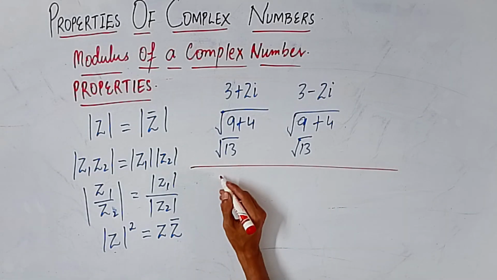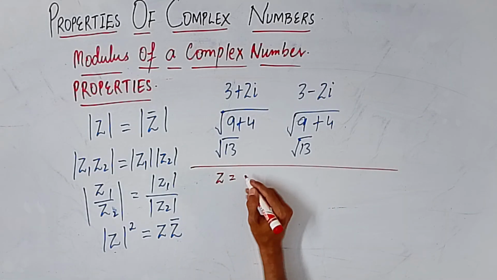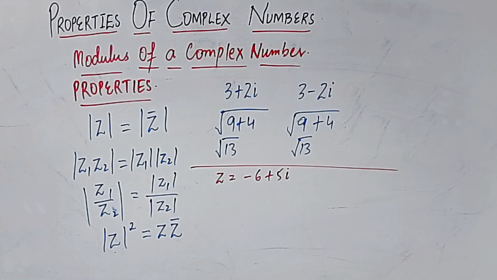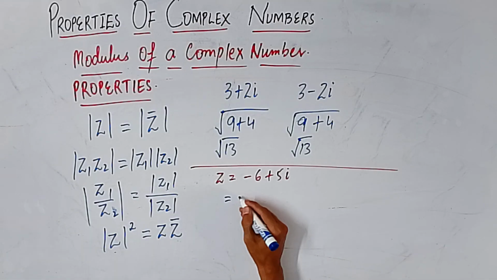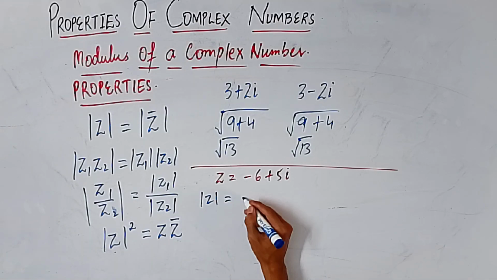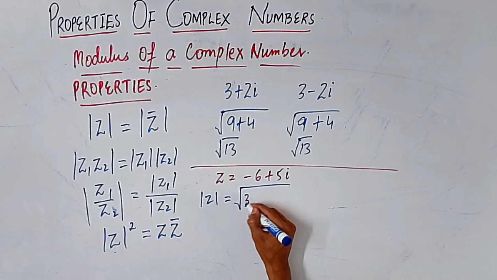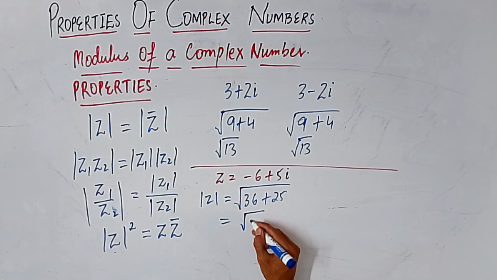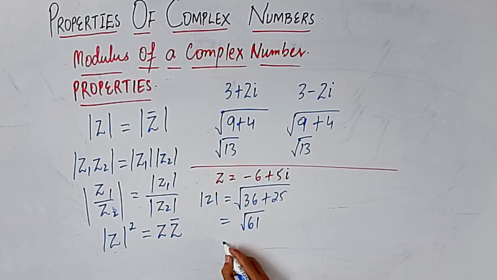We have a complex number, let's say minus 6 plus 5 iota. So let's find the modulus of it. The modulus will be the square root of minus 6 square, which is 36, plus 25. So 36 plus 25 is 61, under root 61. And then find its square. So the answer will come 61, because the square and root will cancel with each other.